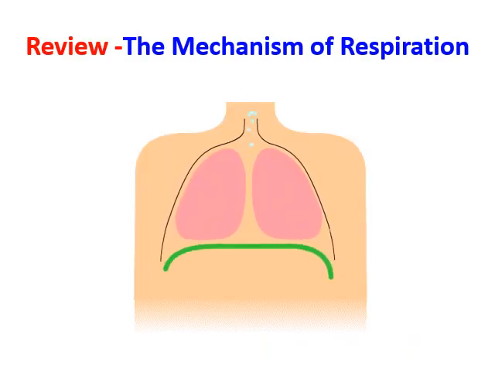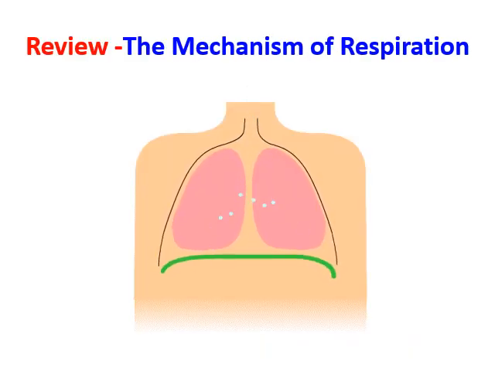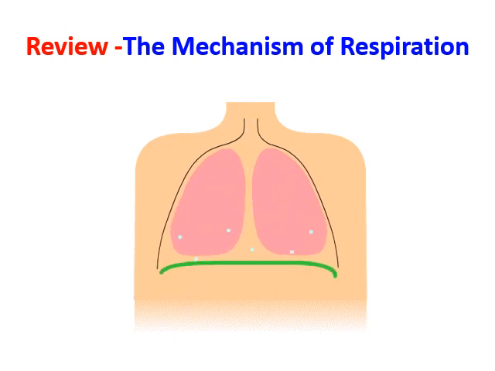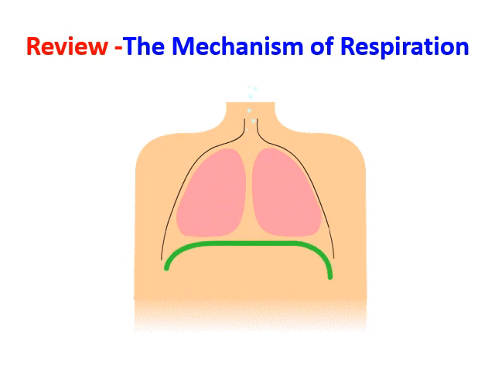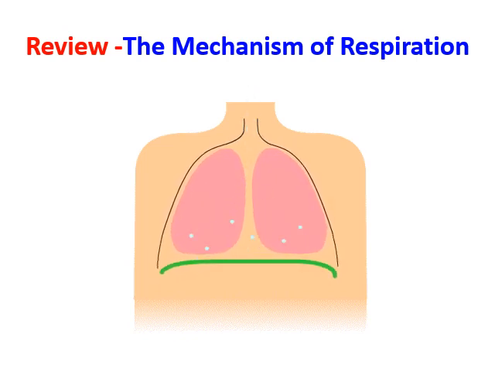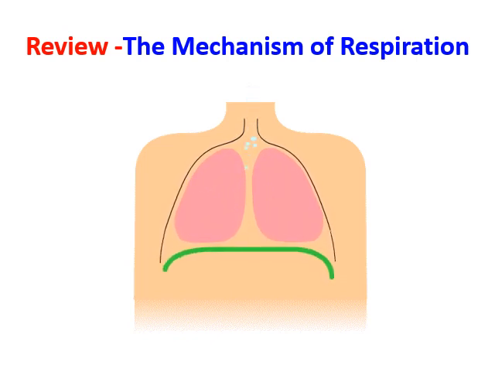Remember that respiration is the process of inhaling oxygen and exhaling carbon dioxide. It's divided into external respiration and internal respiration. And for the external and internal respiration to occur, it goes through four processes in the form of pulmonary ventilation, exchange of gases, transport of the gas, and then the regulation of breathing.